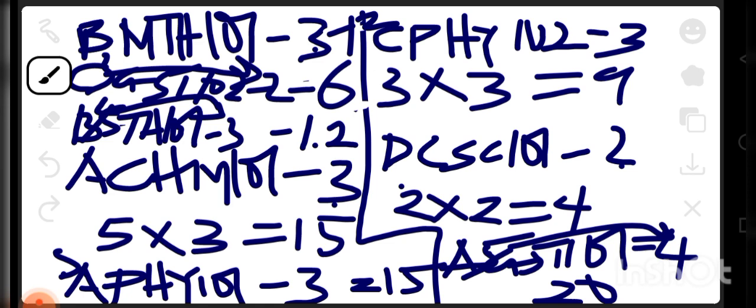So what we are going to do now, all these answers we got when we're multiplying the grade points and the units, we're going to add everything together. So we're going to add 12 plus 6 plus 12 plus 15 plus 15 plus 9 plus 4 plus 20. That's what we're going to do now. So let's add to see what we are going to have. So let's go. 12 plus 6.